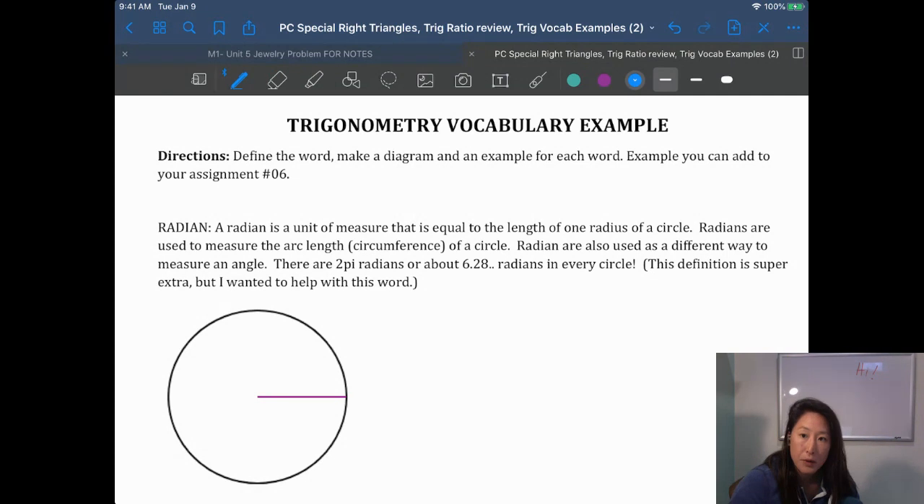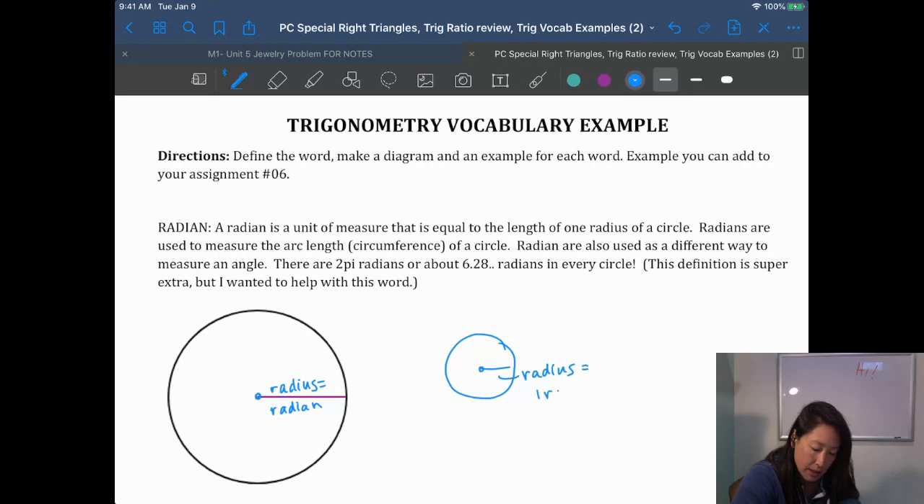So, radian is basically the arc length of a piece of a circle. And in radius, we're going to say the length of the radius is equal to 1 radian. So if you have a very small circle, this is still 1 radius is equal to 1 radian. It's like an auto-adjusting unit.